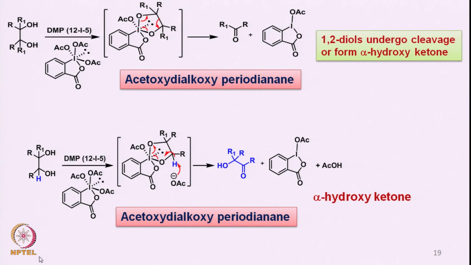Now if one looks into the various kinds of substrates that have been utilized for this oxidation, there are also diols. If you have a diol which is not having a hydrogen, like R and R1 are not hydrogen, it can form an intermediate by replacing two acetoxys. Two acetates from here are replaced by two alkoxy bonds of the diol that we are using. One is here and the other one is here, and you form this acetoxy dialkoxy periodinane. So there is one acetoxy group here and two of the dialkoxy.